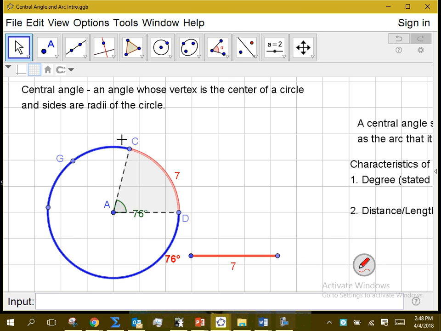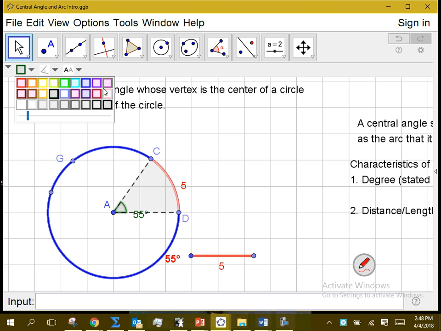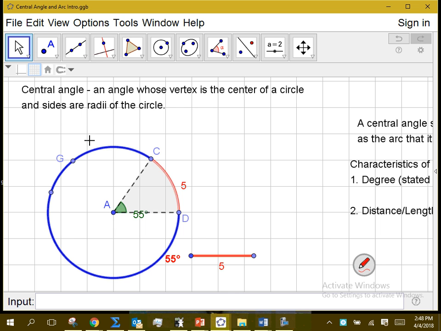We need to talk about what a central angle is. By definition, a central angle is an angle whose vertex is in the center of a circle and whose sides are radii of the circle. So we're talking about this green angle. That green angle is referred to as our central angle.